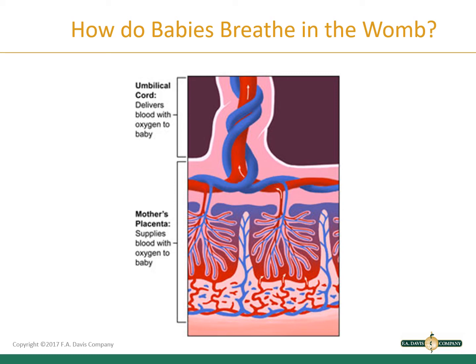So here's an illustration about how babies breathe in the womb. We have the mother's placenta that supplies blood with oxygen to the baby. And we have the umbilical cord, which we spoke about on the previous slide, that delivers oxygenated blood to the baby. So babies don't breathe in the womb as we understand breathing. Instead, babies rely on their mother's breathing to receive oxygen to their developing organs.